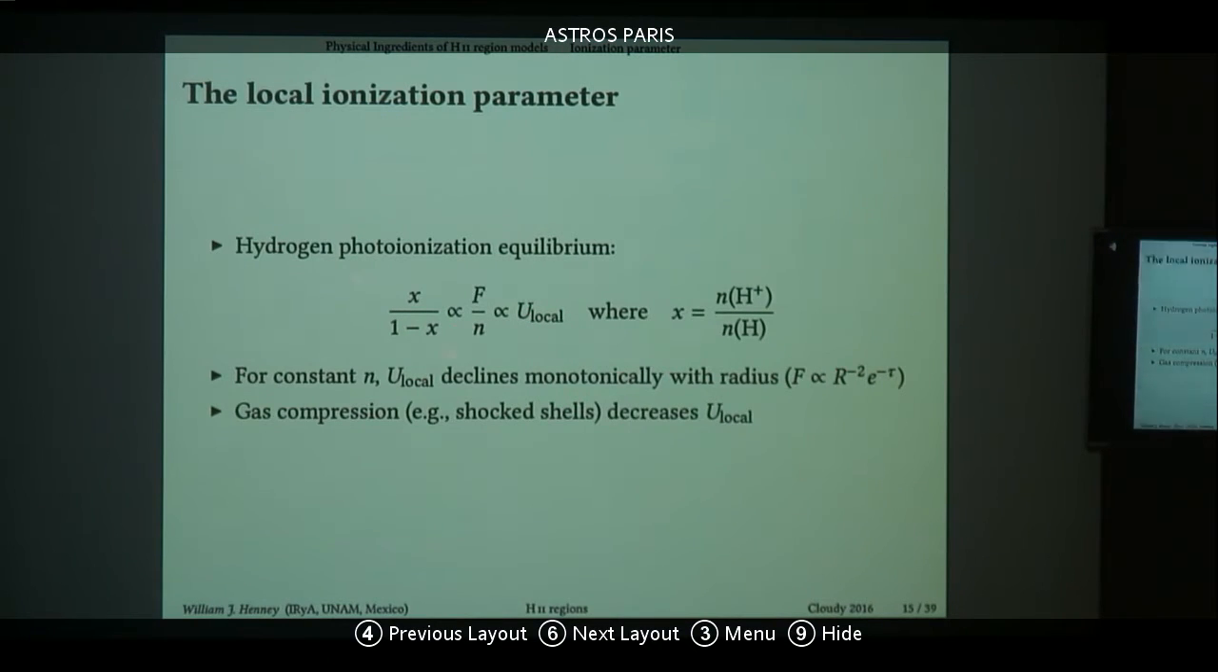Okay, and we're going to say that this x over 1 minus x is a measure of the ionization fraction, where if x over 1 minus x is very large, the hydrogen is almost fully ionized, and if it's very small, then it's almost neutral.